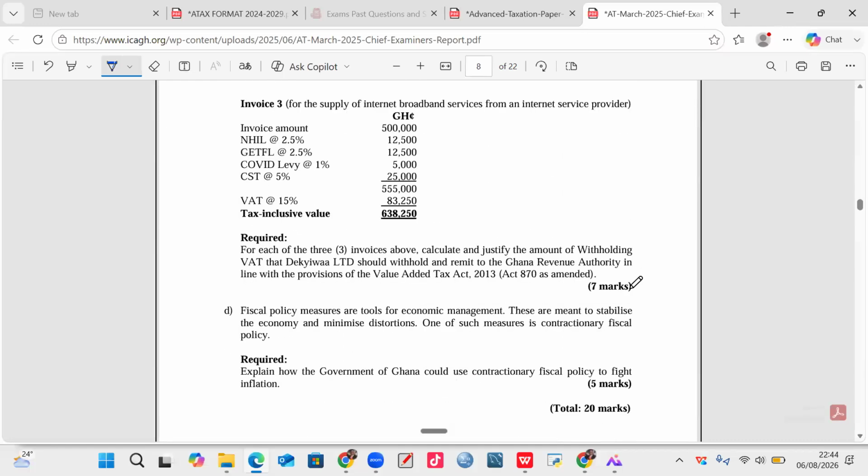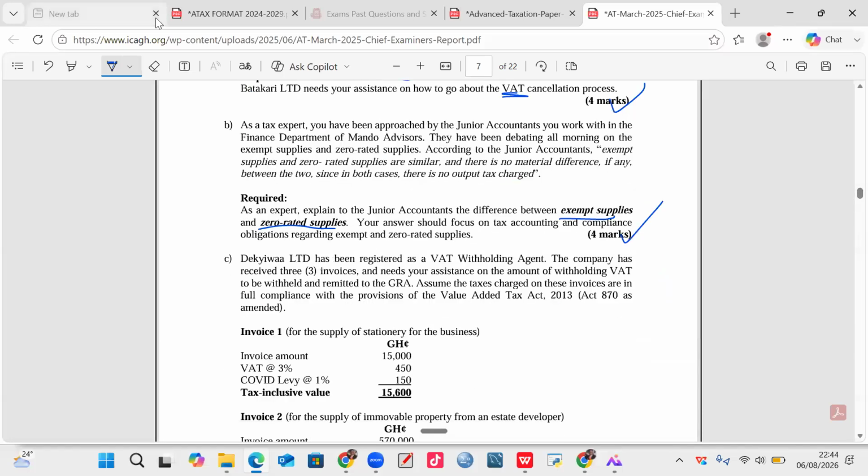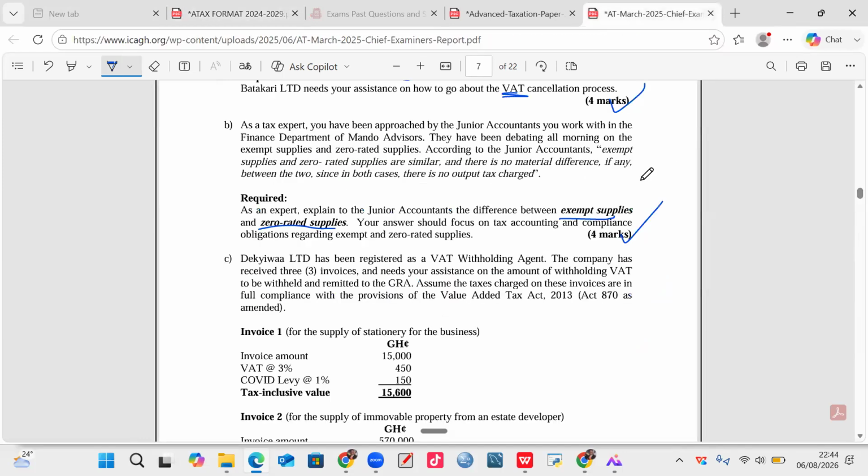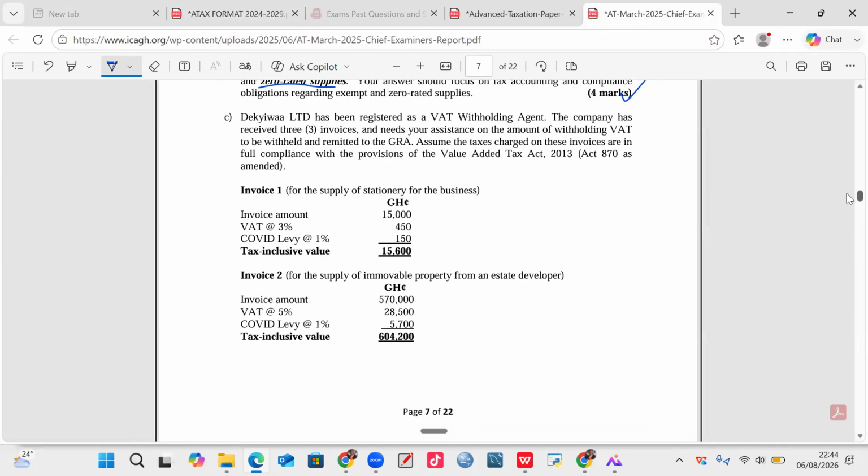For each of the 3, there's 7 marks. For each of the 3 invoices above, calculate and justify the amount of withholding tax, withholding VAT, and then the Chihuahua Limited should avoid. All right, good. So these 3, 7 plus 4 plus 4, 15 marks. It goes for the VAT. 15 marks goes for the VAT. Then the remaining 5 will go for the fiscal policy.